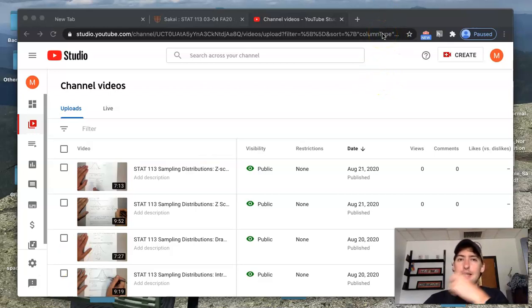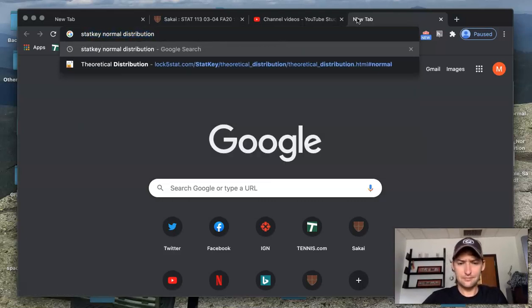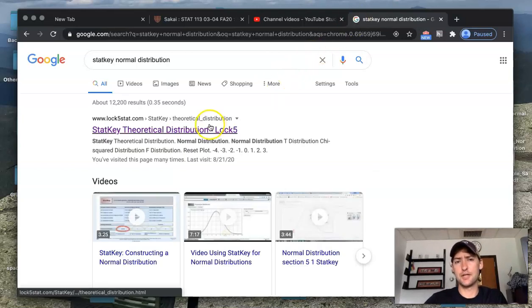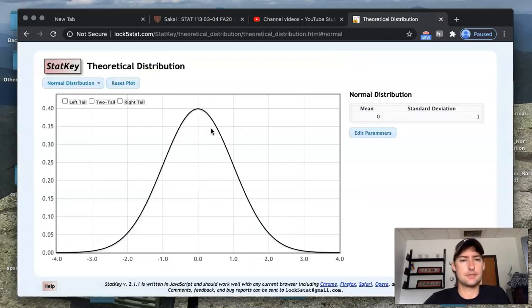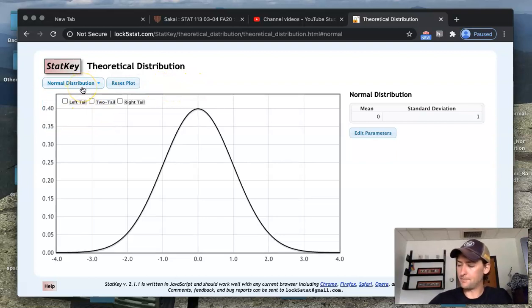And so to find StatKey, I am going to post a link to it in announcements, but you could also just Google StatKey normal distribution. So we will use StatKey for other stuff, but for now we're just looking at the normal distribution and finding probabilities and percentiles with it. If you click that, you should get to a screen like this. The link that I post should take you directly here as well. You could click this distribution. We will use these other three later in the semester, but for now just leave it at normal distribution.